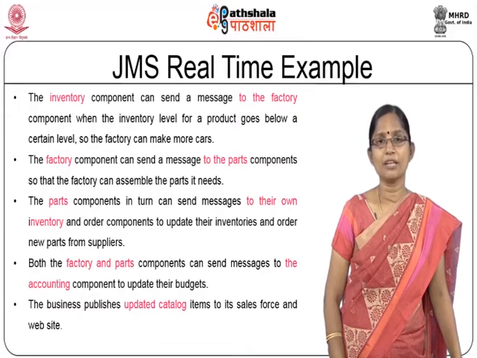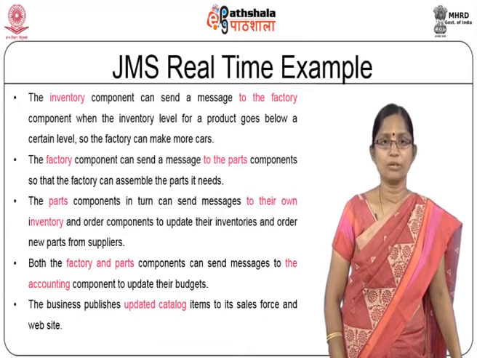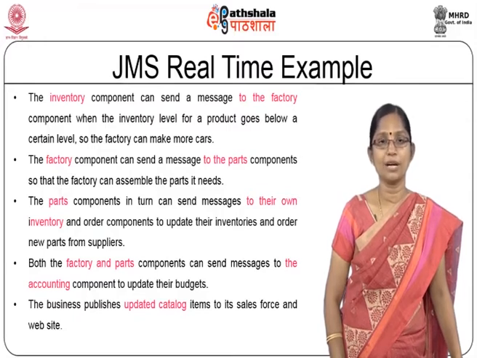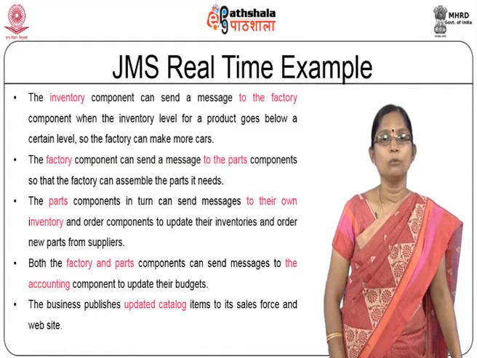The factory component can send a message automatically to the parts component so that the factory can assemble the parts it needs. Whenever it requires parts, it sends a message to the parts component. The parts component in turn can send a message to its own inventory, and order the components to update the inventories then and there, and order new parts from suppliers also. Both the factory component and parts component can send messages to the accounting component to update their budgets. So, the business publishes updated catalog items to its sales force as well as on the website.